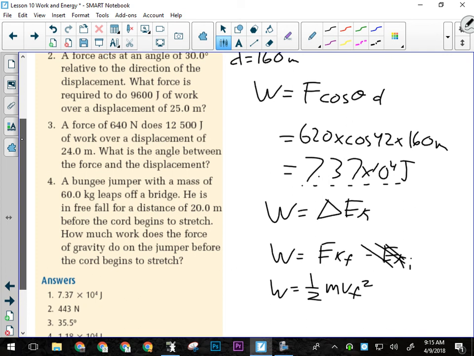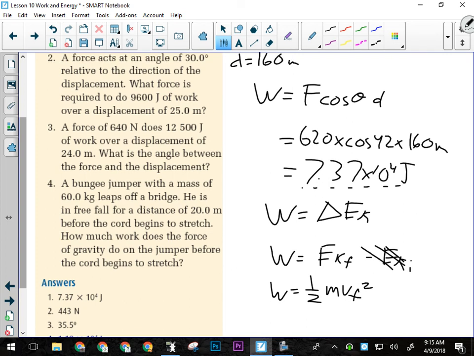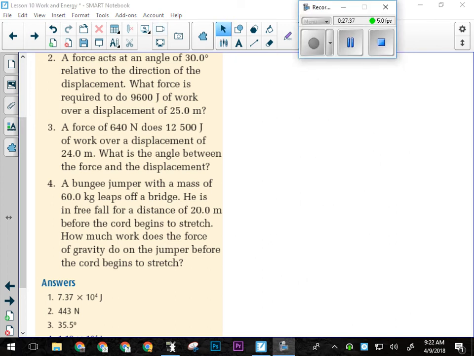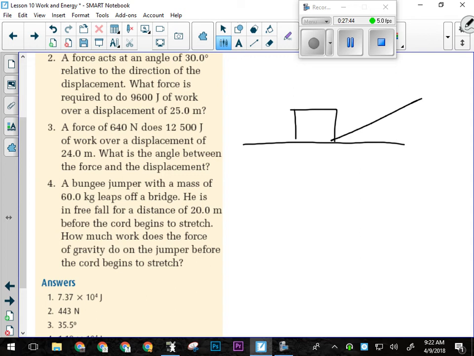All right, let's have you guys try number 2. Actually, try 2 and 3 for right now. So we have a force that acts at an angle of 30 degrees relative to the direction of displacement. We're looking for what this force is, if it's going to do 9,600 joules worth of work over a displacement of 25 meters.